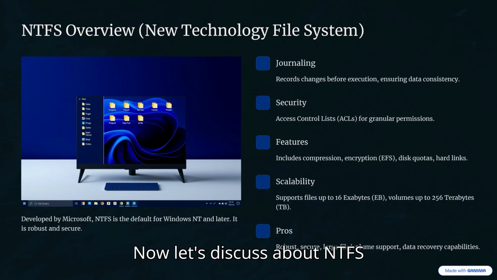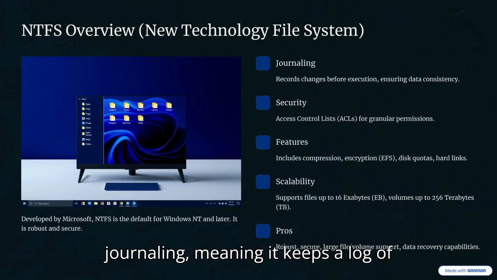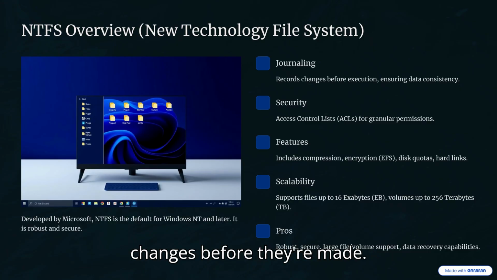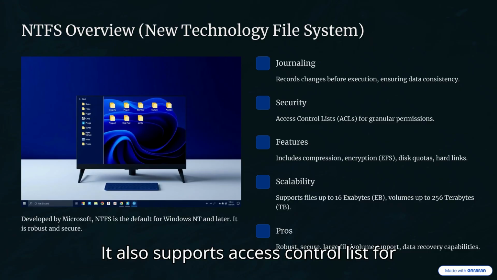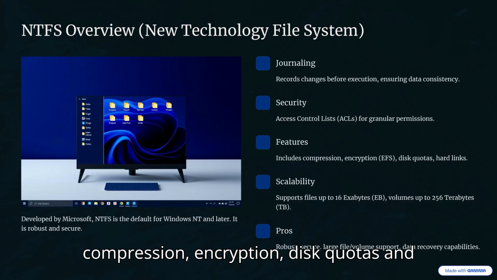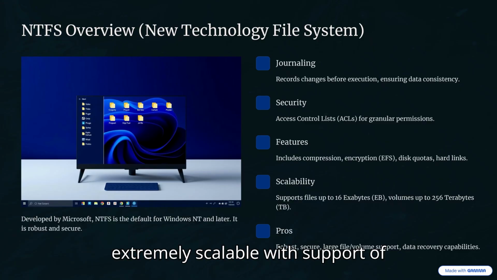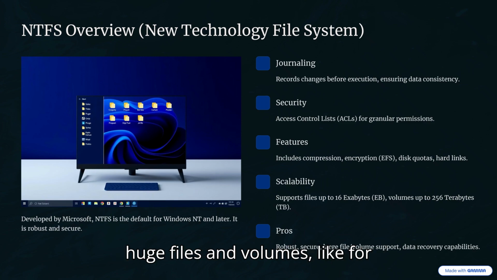Now let's discuss the NTFS file system. It is the default file system for Windows. It introduced journaling, meaning it keeps a log of changes before they're made. It also supports access control lists for security and offers features like file compression, encryption, disk quotas, and hard links. NTFS is extremely scalable, with support for huge files and volumes.